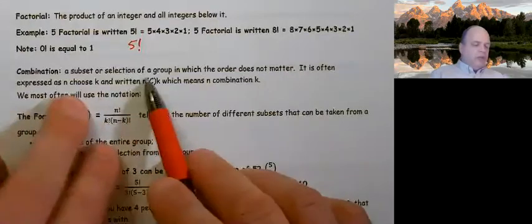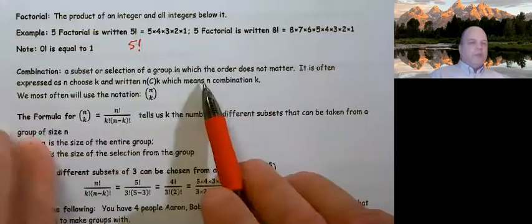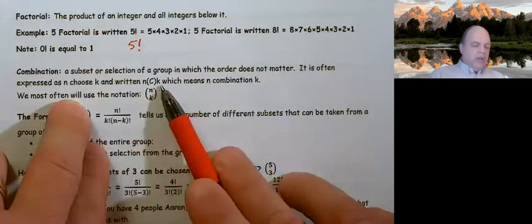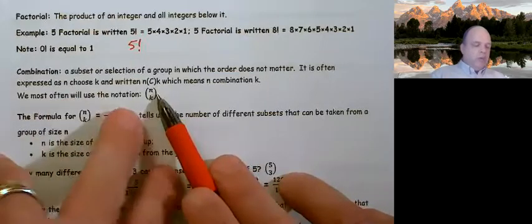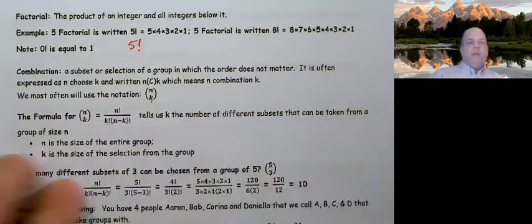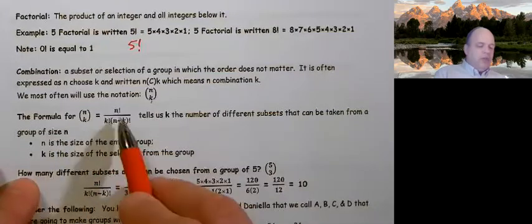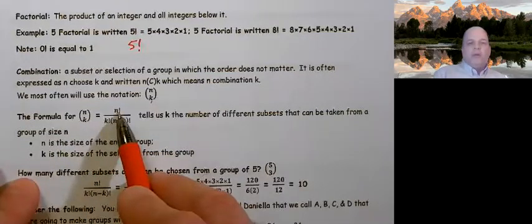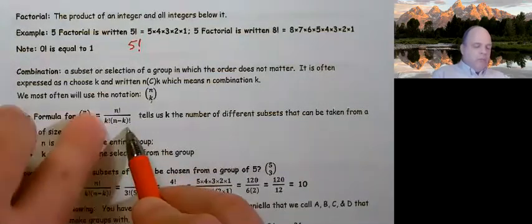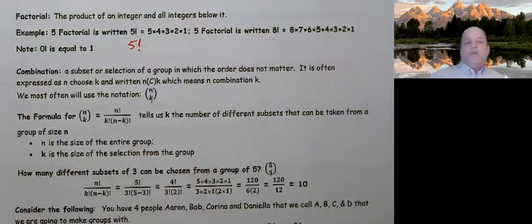So a combination is a subset or selection of a group in which order does not matter. It's often expressed as n choose k, or n combination k, or n choose x. And when we do a binomial, we're going to see this in the front. This is the way we express it in a binomial. So what n choose k means is n factorial, the number of tries, divided by k factorial, the number of successes, times n minus k factorial, with the little factorials in the places where we need them.